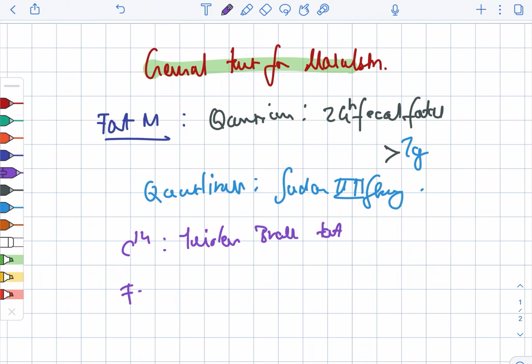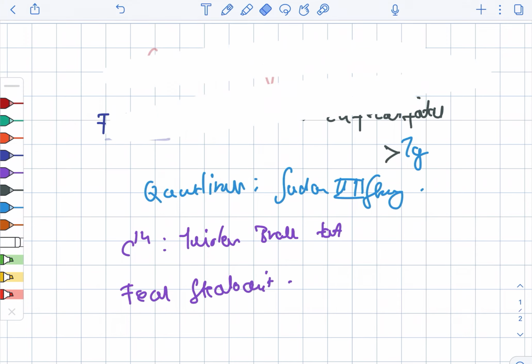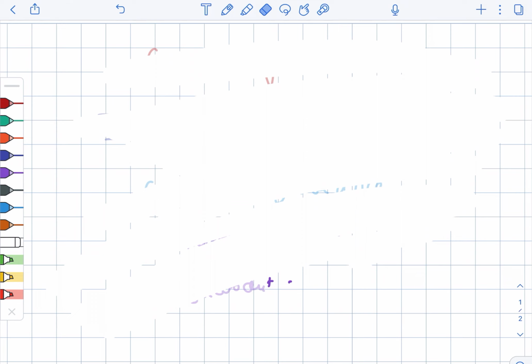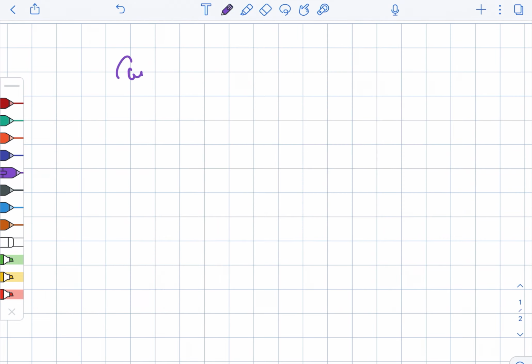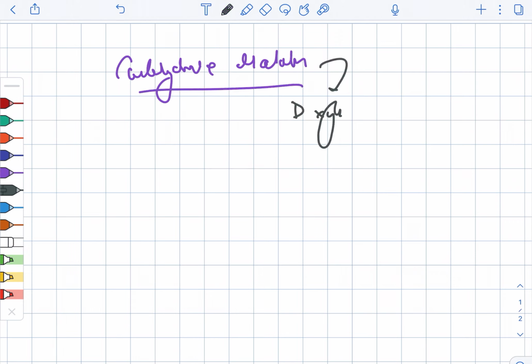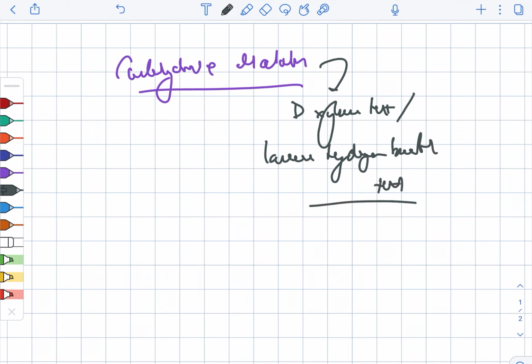And next what is included is the fecal steatocrit. Next what is seen is the carbohydrate malabsorption. In terms of carbohydrate malabsorption, the D-xylose test is done, as well as the lactose hydrogen breath test. This is all for the carbohydrate malabsorption.